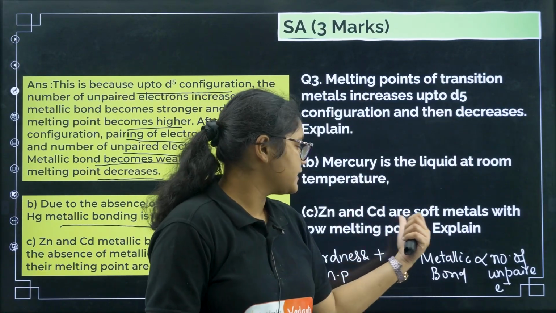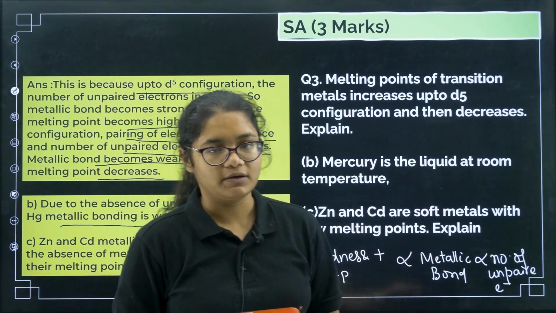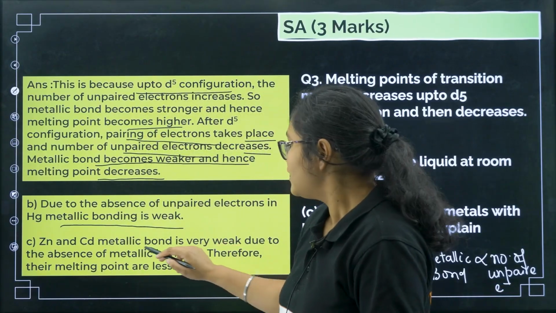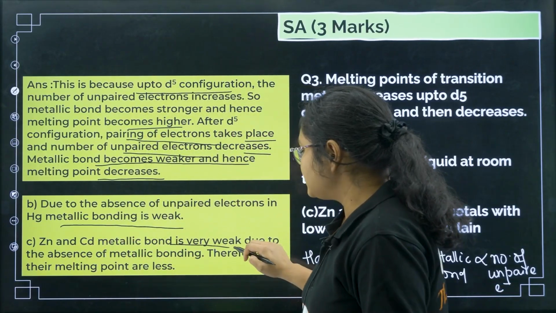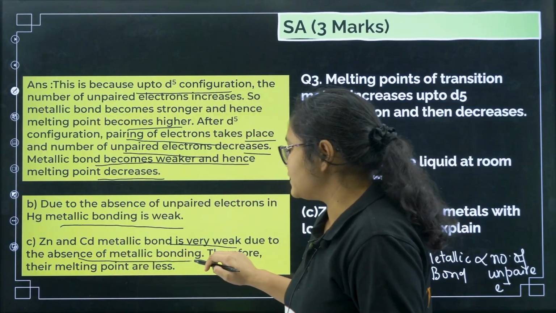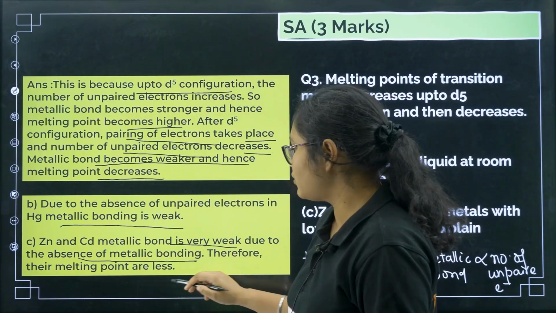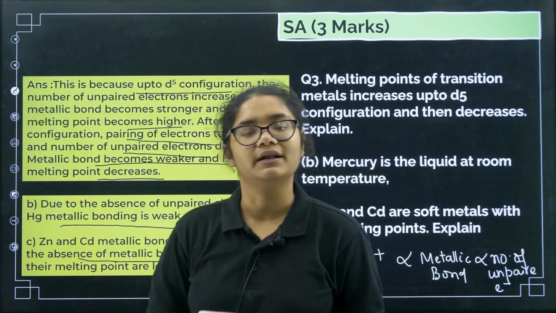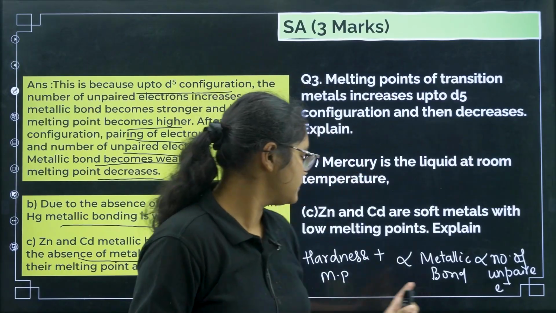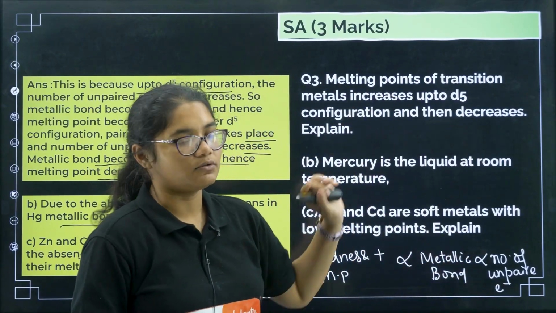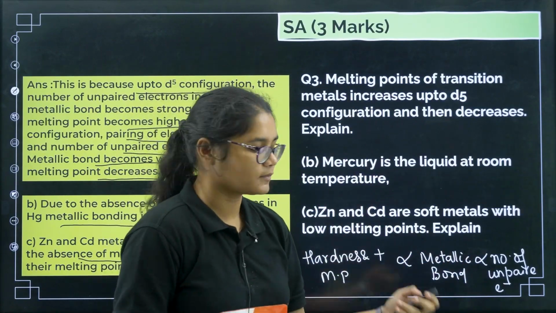The next question, zinc, cadmium and mercury are soft. The same reason: metallic bond is very weak due to the absence of metallic bonding. Why the absence of metallic bonding? Because they do not have unpaired electrons. Clear? This one thing if you understand, you can answer all these questions very easily.